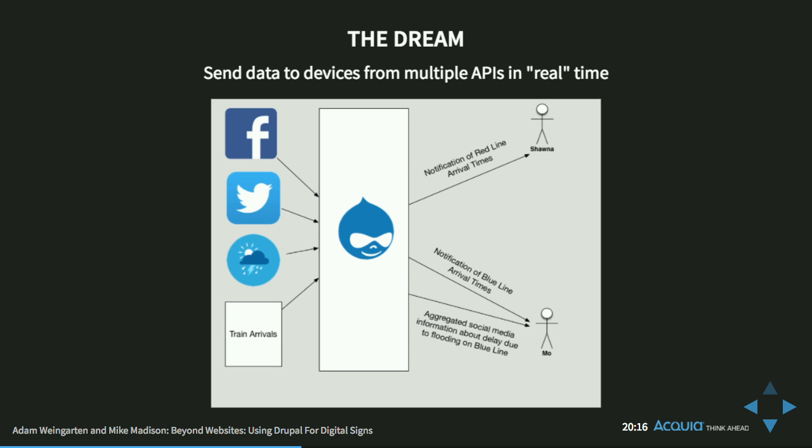If Mo is waiting on the blue line, as there are updates to the blue line screen, we might send those out. Let's say that there's flooding on the blue line. Maybe we could aggregate some information from social media and send that out to the blue line screen so Mo knows what different things he can do.